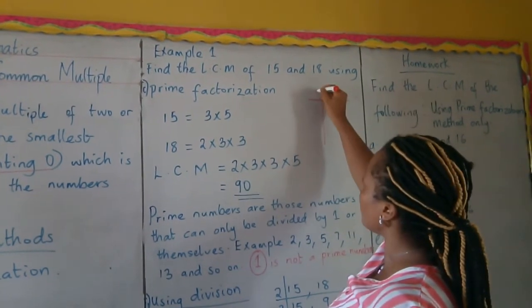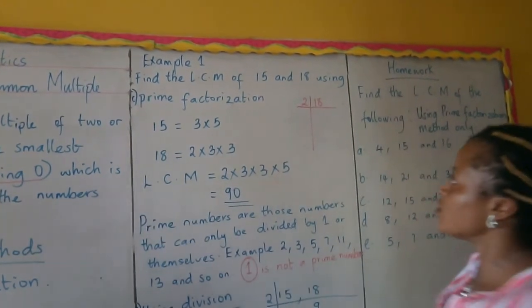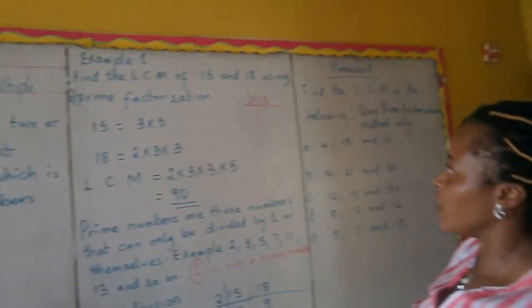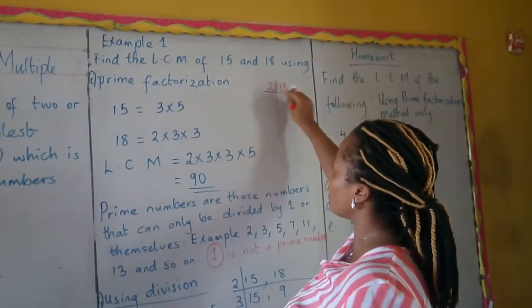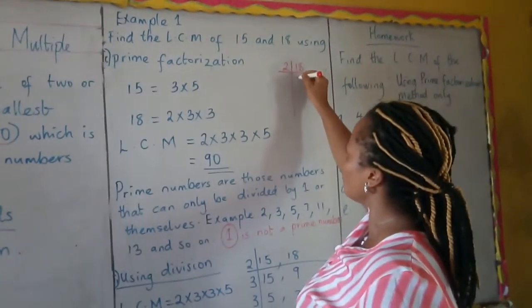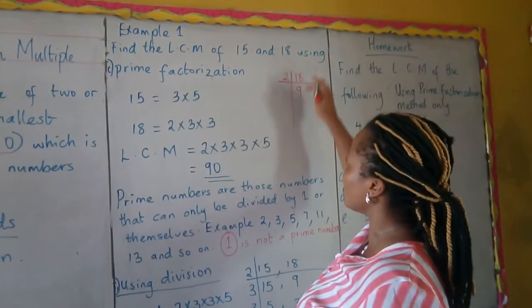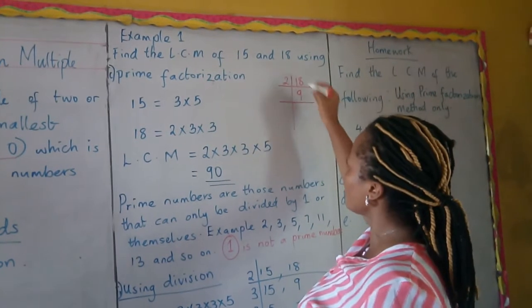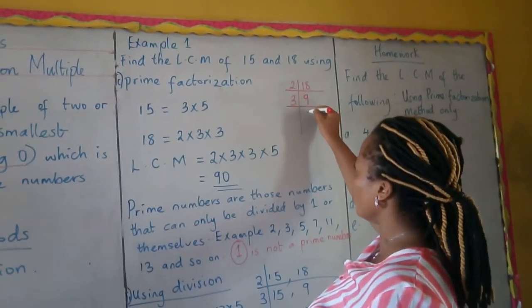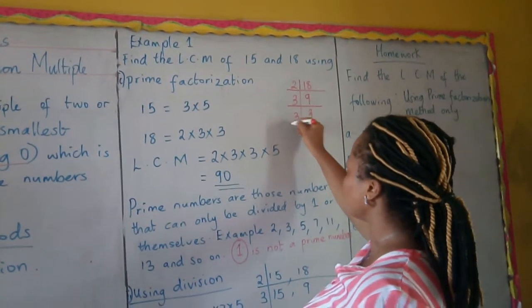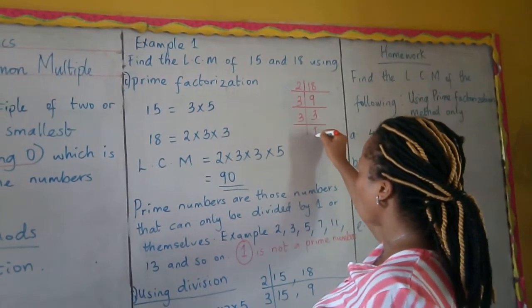So I'm going to begin with the smallest prime factor of 18, which is 2. The smallest prime factor of 18, which is 2, will give me 9. So 2 divide 18 will give you 9. Now what else can divide 9 without any remainder is 3. 3 divide 9 will give you 3. And 3 divide itself, it will give you 1.